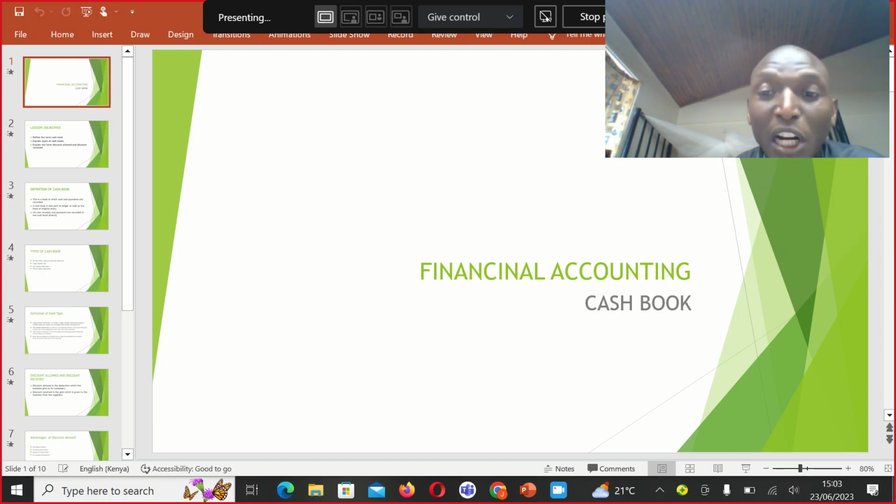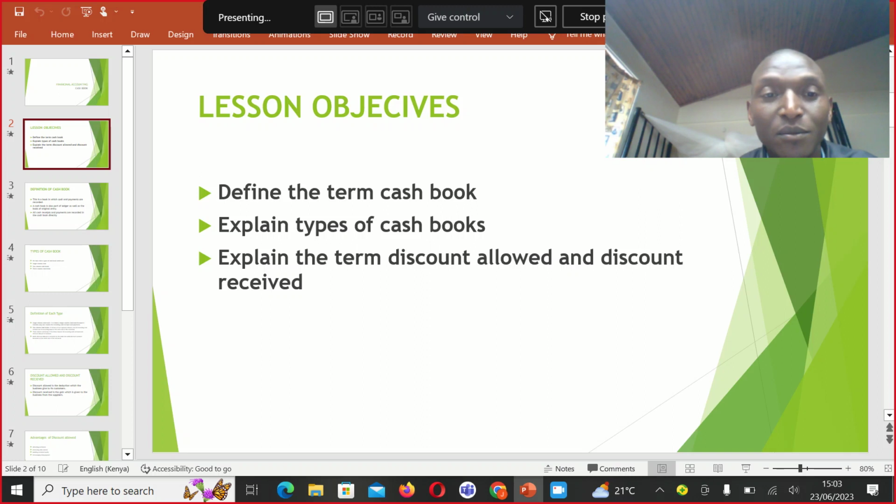Now, welcome to today's session, whereby we are going to define the term cash book. In your own understanding, who can define for us the word cash book? You can see we have three objectives to achieve today. Number one, we want to define the term cash book. Number two, we want to explain types of cash books. Number three, we want to explain the discount allowed and discount received.